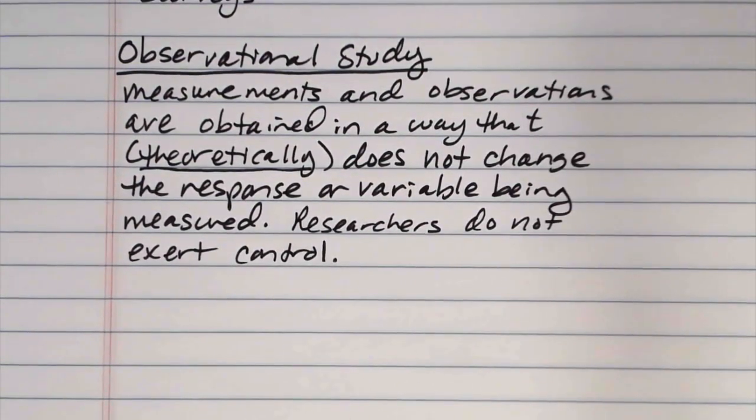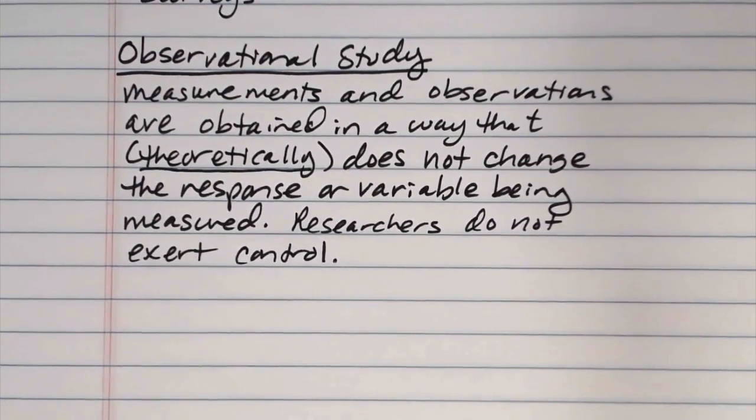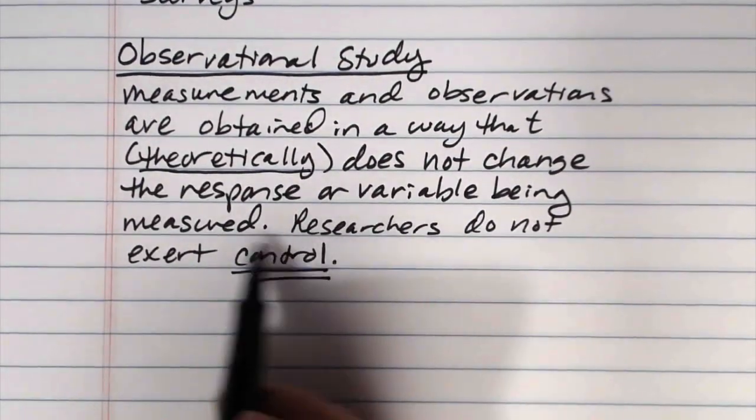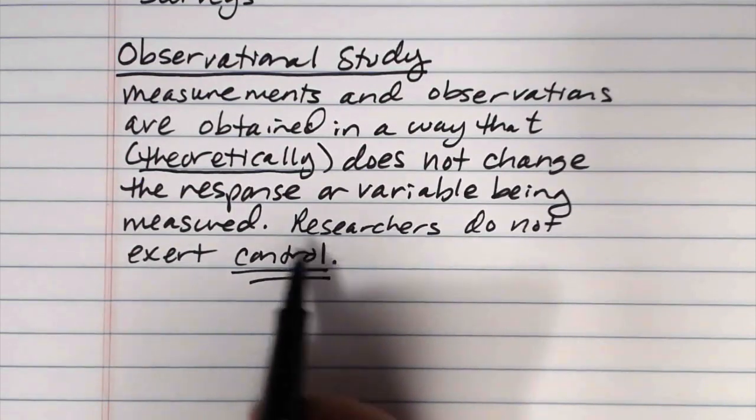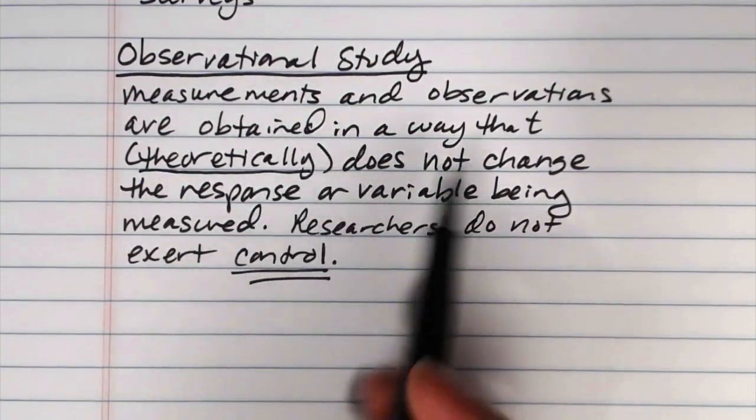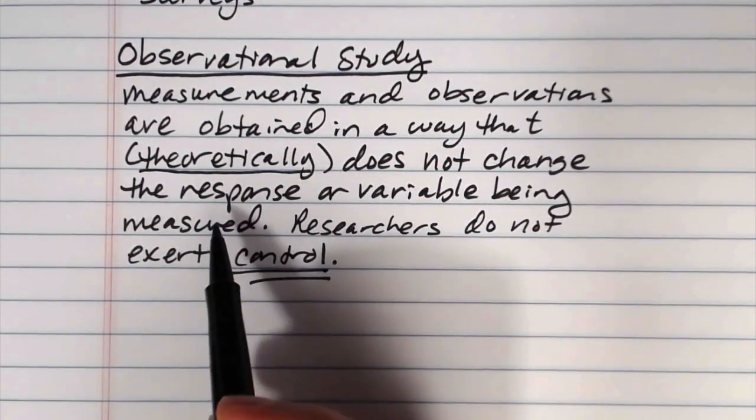The idea with an observational study is that the researchers are simply supposed to observe and record. There's a variable that you're trying to measure. You observe that variable and you record what you see. You're not assigning people to treatment groups and control groups. You're not asserting any kind of control over the subject in the experiment. You're just observing the subject and recording the variable. And you're supposed to do this in a way that isn't changing the response.